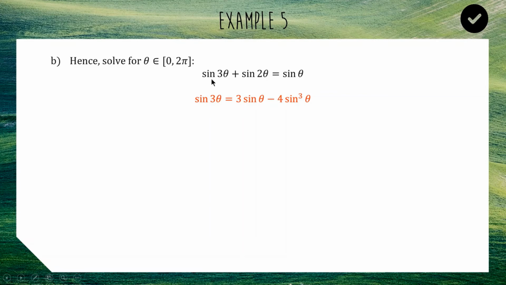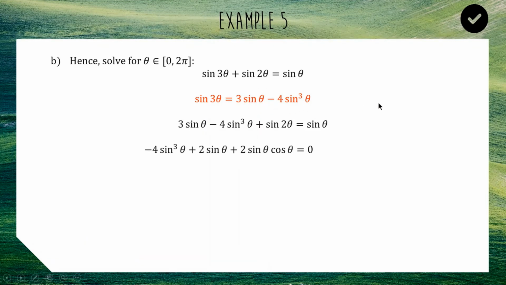All right, we're going to use the fact that in part 1, we showed that sine 3 theta can be written in this form here. So we're going to substitute that into our equation. Okay, we're changing the sine 3 theta to this one here. Up next, we're going to bring this sine theta across, so we're going to have only 2 sine theta now.